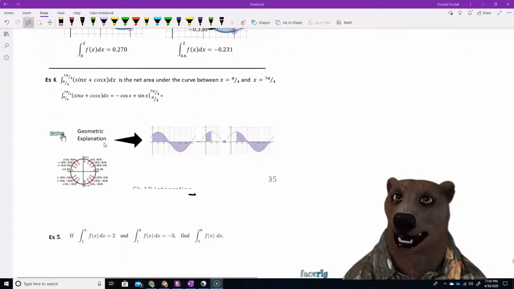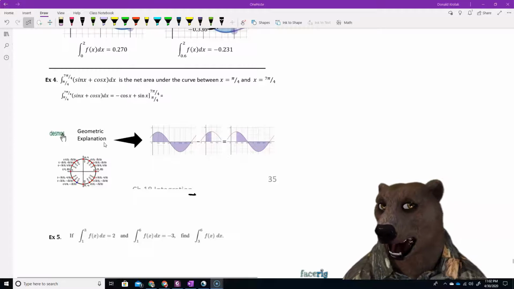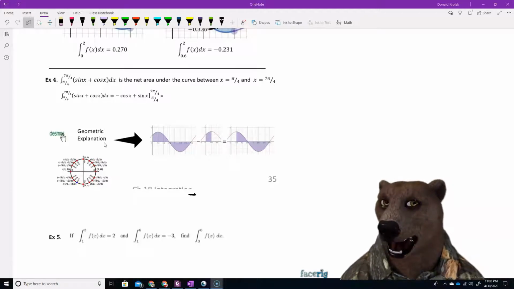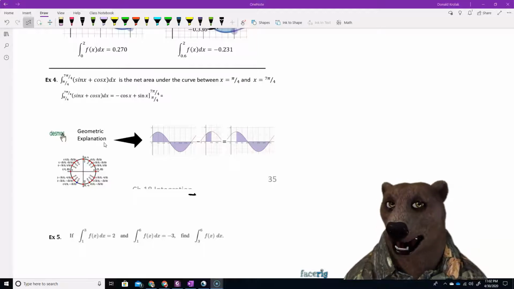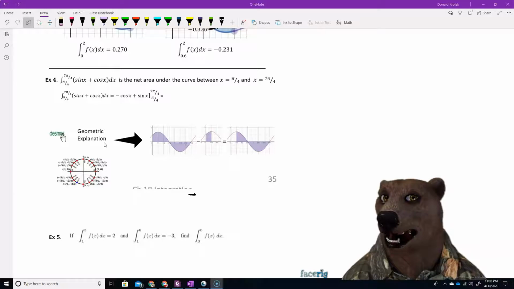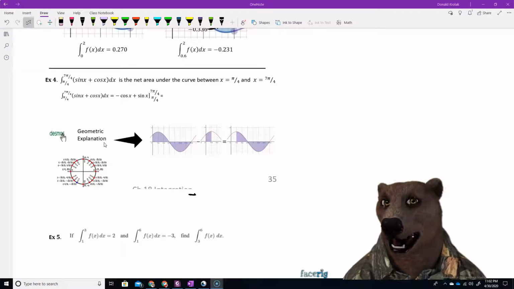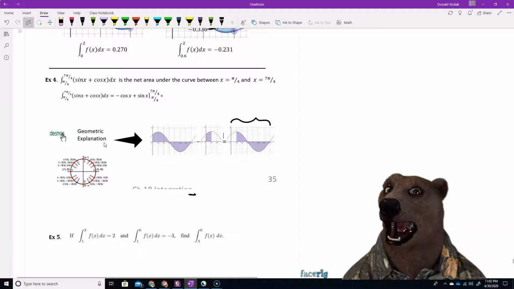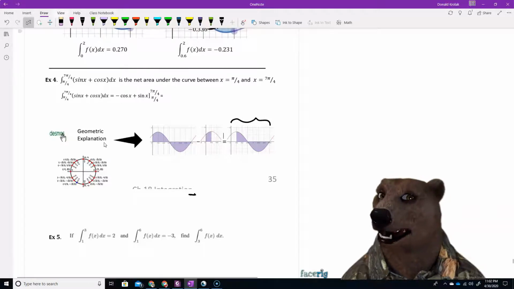All right, our next example 4 here, now we've got a combination of finding the net area because we've got some areas that are above and some areas below. And the question is asking us to find the area bounded by that curve and the x-axis.